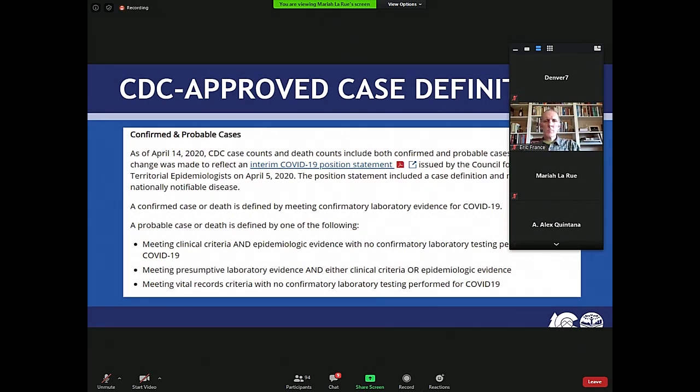But it's important to make sure that Colorado, like all states around the country, is following the same criteria that our neighbors are following, and counting cases in a systematic way and counting deaths in a systematic way.